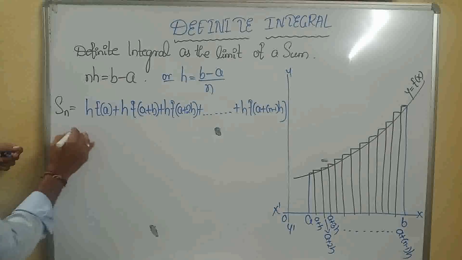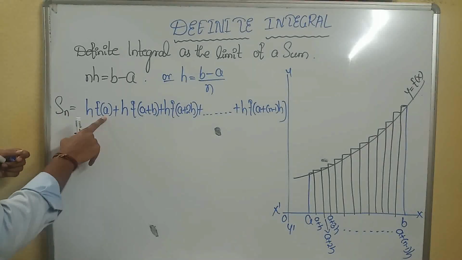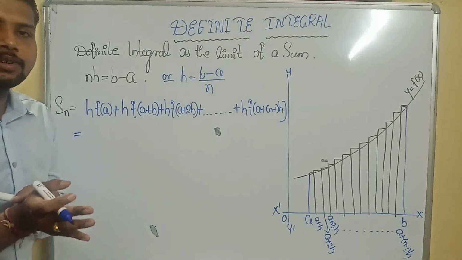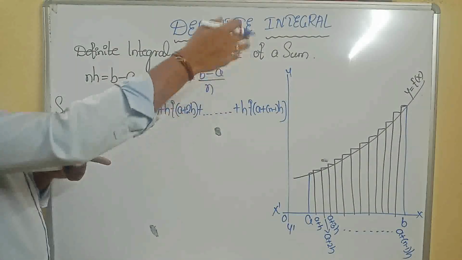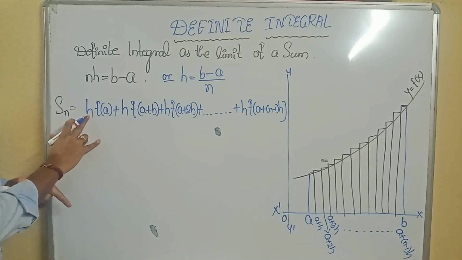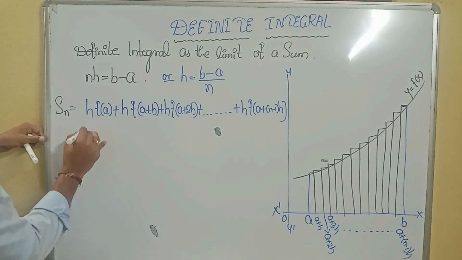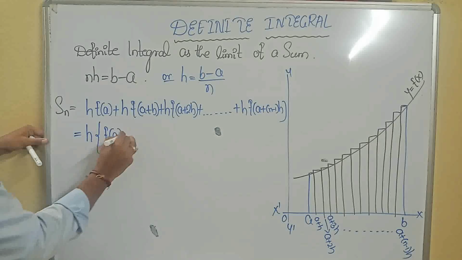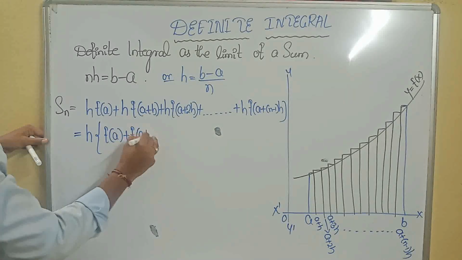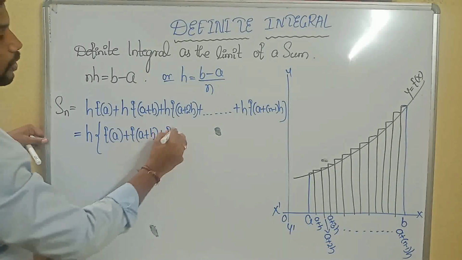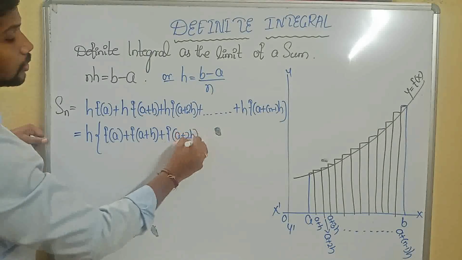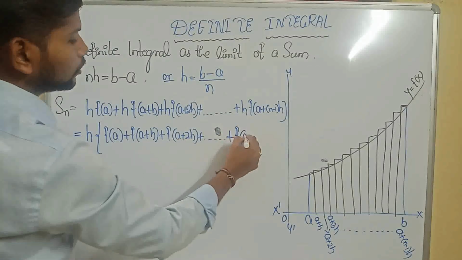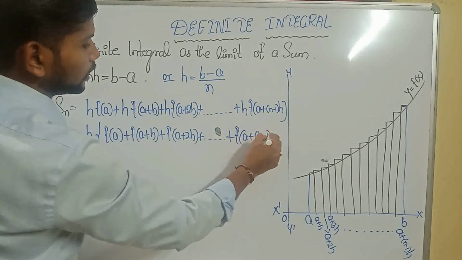Now, why am I taking h into f of a? It is nothing but the area of a rectangle, which is length into breadth. Here the length is with respect to that function, that's why we take h into f of a. What is common? h is common. What do I need to write now? h into f of a plus f of a plus h plus f of a plus 2h, and so on up to f of a plus n minus 1 into h.